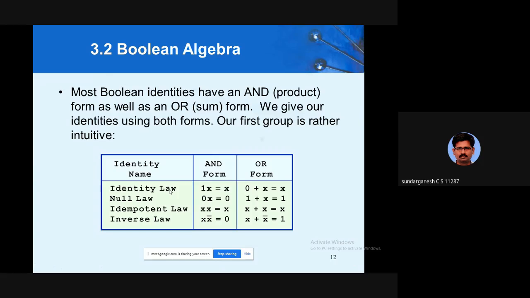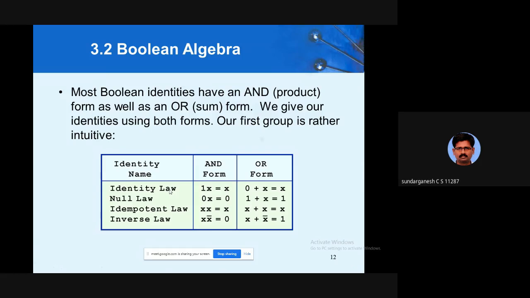Next one is null law. Null law means you have to multiply 0. 0 means it is nothing. 0 into x is 0. Here, in the OR form, we have to add the full value. So 1 plus x equal to 1. So you have to take the whole value. x is a small value, the whole value. So 1 plus anything is 1 only.